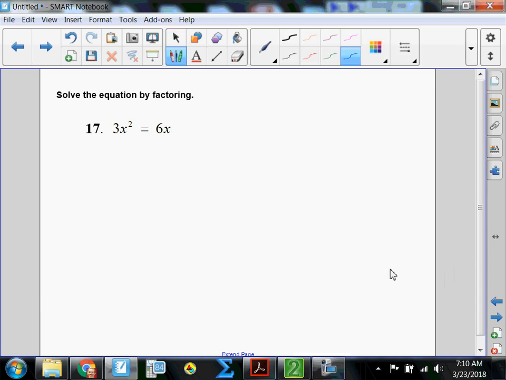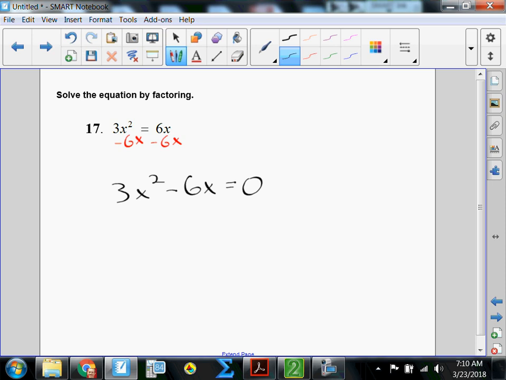Okay, number 17 says solve the equation by factoring. So to factor, I want to get everything on one side first. And so now I have 3x squared minus 6x is equal to 0. This is different than our normal factoring because we only have two numbers.